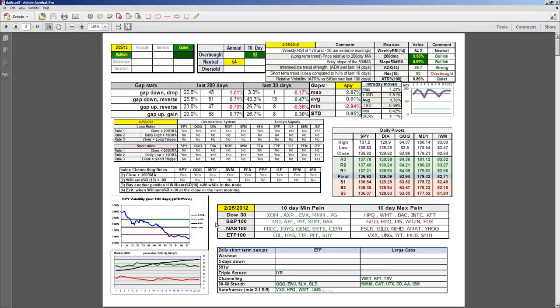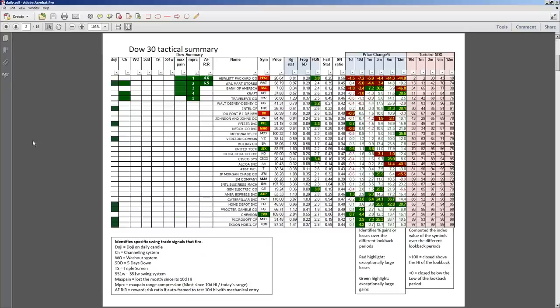Moving on, the Dow 30 tactical summary. You see, we got a handful of dojis. What I like is Hewlett Packard and Walmart. You can see this is the numbers from the auto framer. You can see Hewlett Packard is the number one max pain range. I mean, Hewlett Packard, I'm just going to be all over that, like a fat kid on cake.